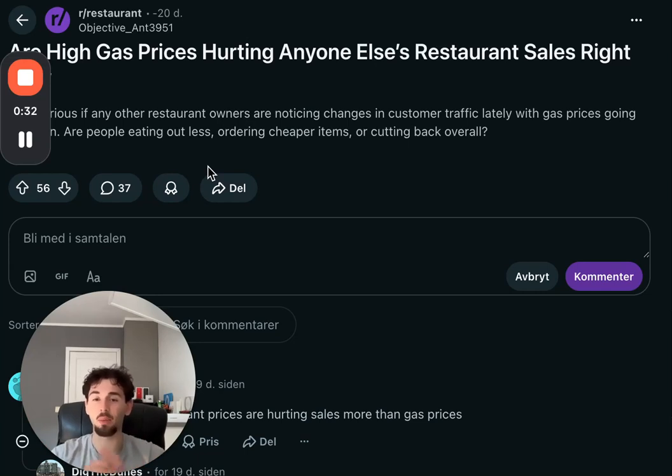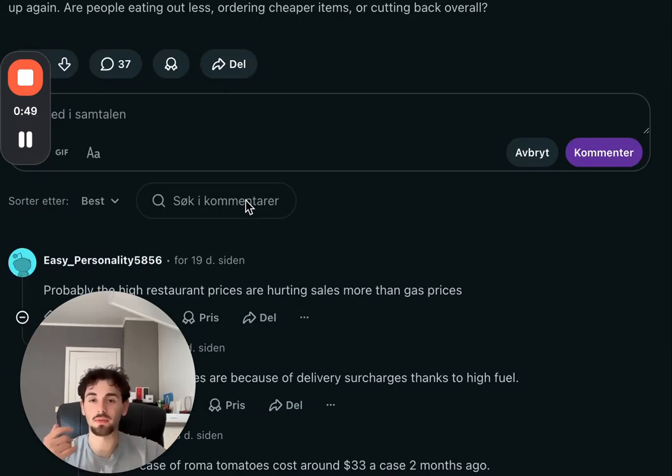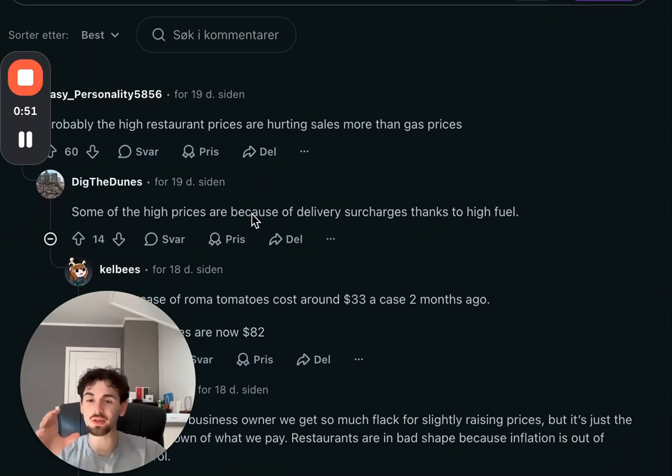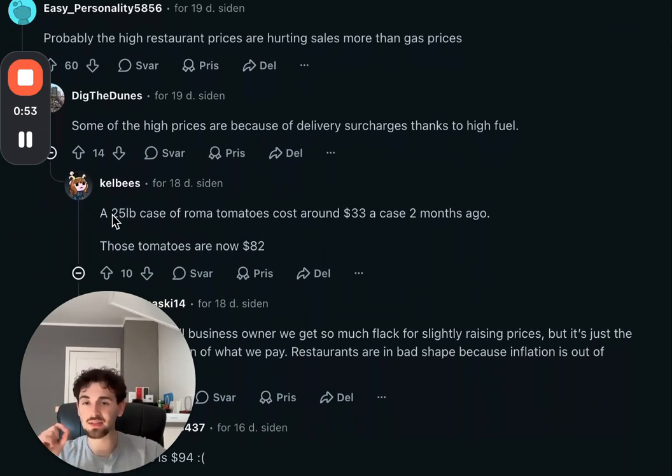So for example, here we're writing for a restaurant offer that we're working on, and I went to Reddit, the restaurant thread, and I found this 20 days ago. It's pretty recent. And he has a question: are high gas prices hurting anyone else's restaurant sales right now? It makes people that relate to that curious, so they start a conversation, and then you just read the comments, you just read their frustrations. And as you can see, I found the golden hook that we will be testing for this client.